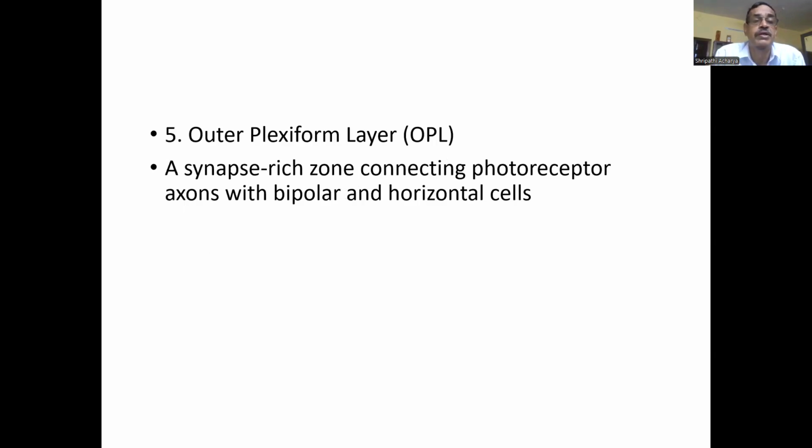5. Outer plexiform layer, a synapse-rich zone connecting photoreceptor axons with bipolar and horizontal cells.